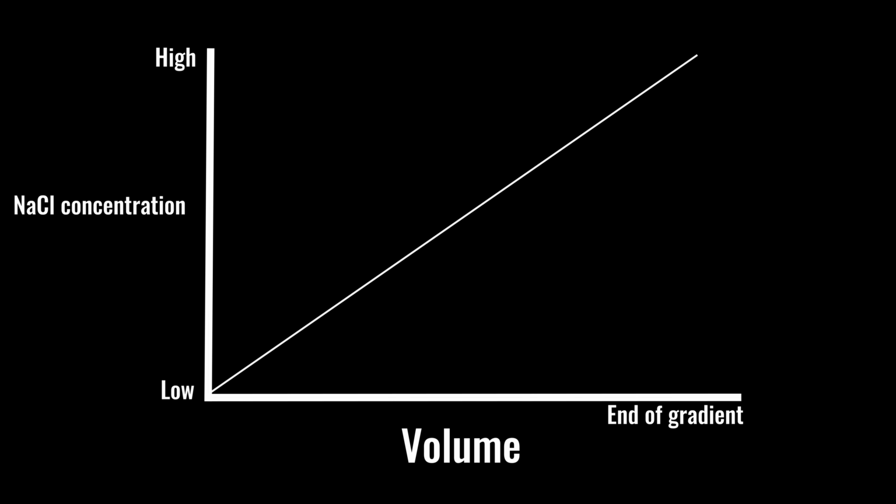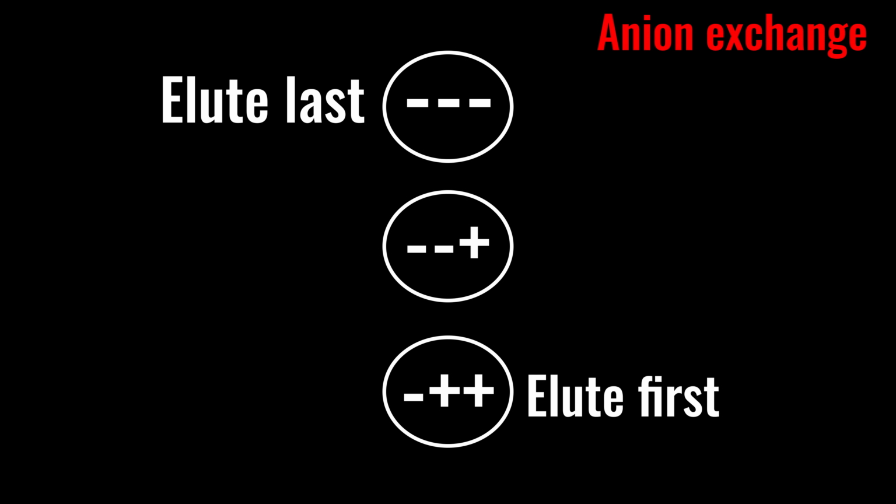Now, weakly binding proteins elute first, and stronger binding proteins elute last. Basically, the one with the greatest net negative charge will be attracted to the positive charge more and will be the last to elute. And just to be clear, this is for anion exchange. If it was for cation exchange, the greatest net positive charge would elute last.